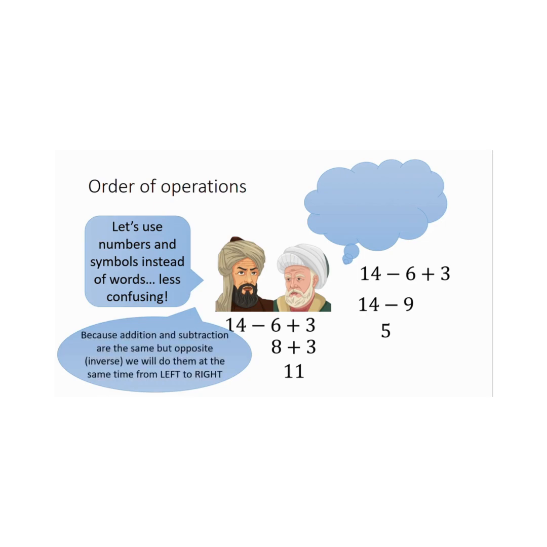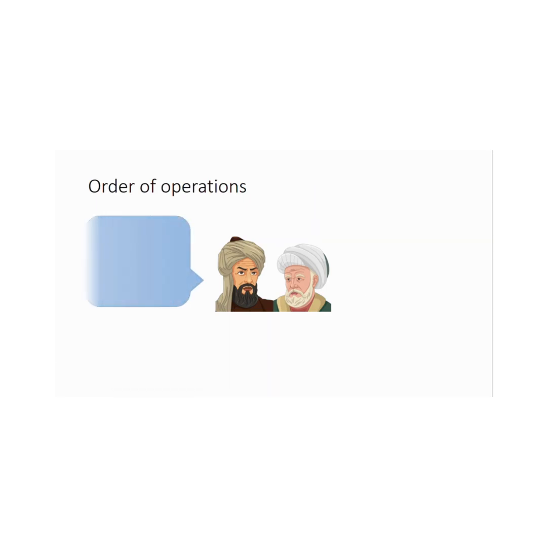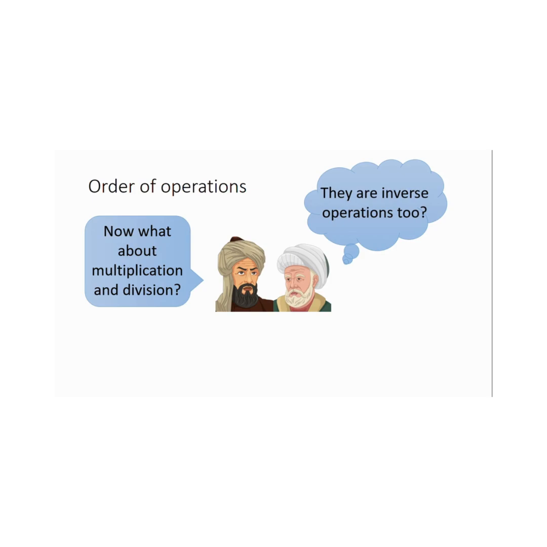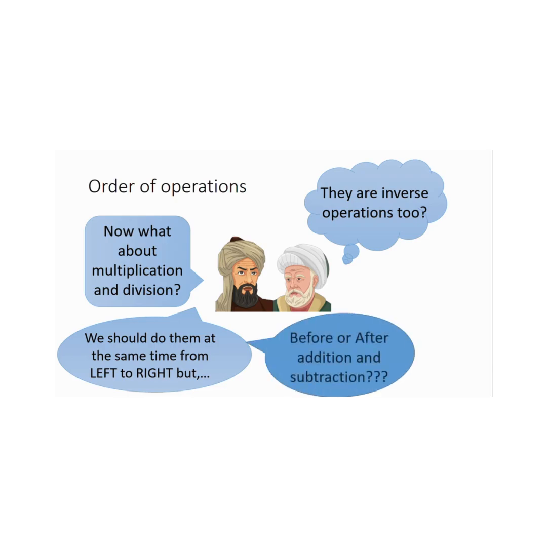Because addition and subtraction are the same, but opposite, meaning inverse, we will do them at the same time from left to right. Okay, so the 11 was correct. We'll do them from left to right. Now, what about multiplication and division? They are inverse operations too, right? We should do them at the same time, but from left to right as well, but before or after addition and subtraction?